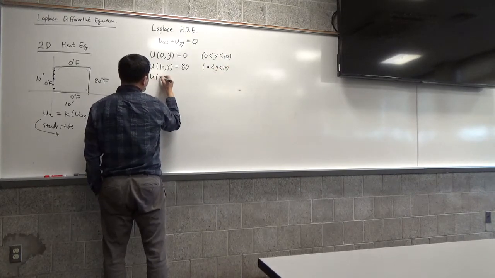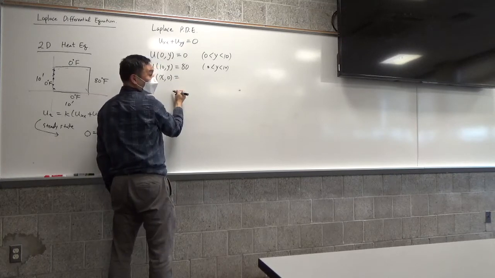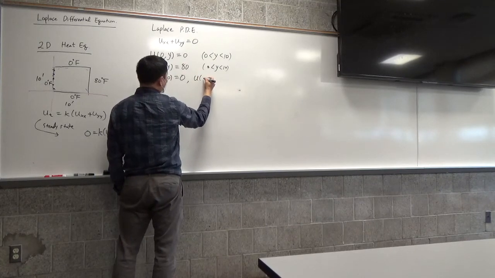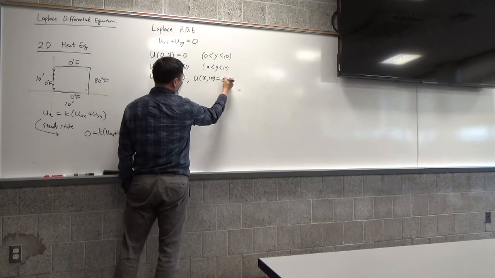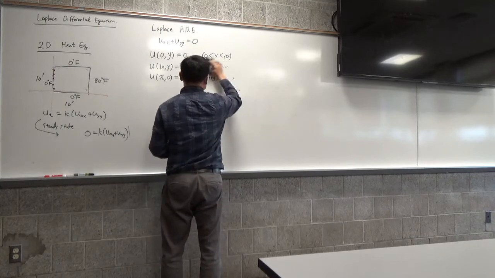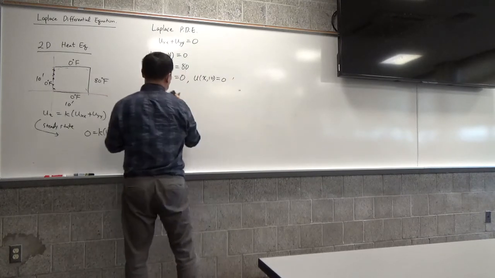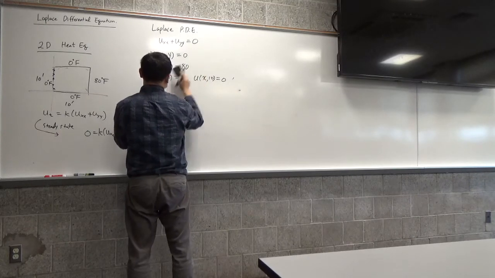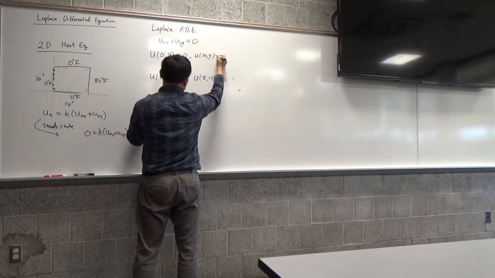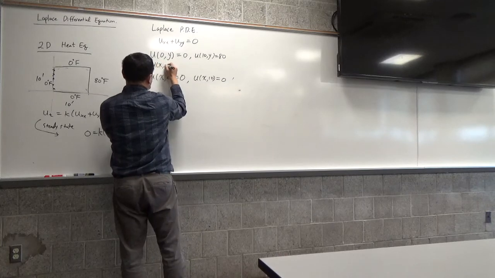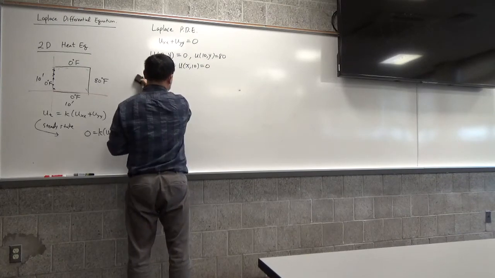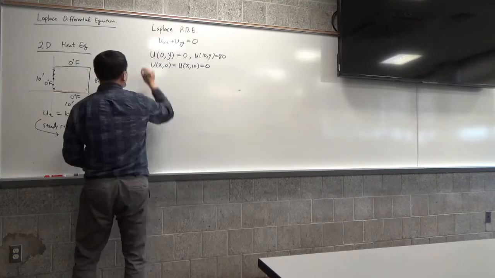And then u of x comma 0 should be? Zero, and u of x comma 10 would be zero as well for x between 0 to 10. All right, let me not write these. Let's just save some time and put these together. Okay, so I need to save some space. So u of 10, y is 80. u of x, 0 and u of x, 10 are 0. Okay. So this is what we want to solve.